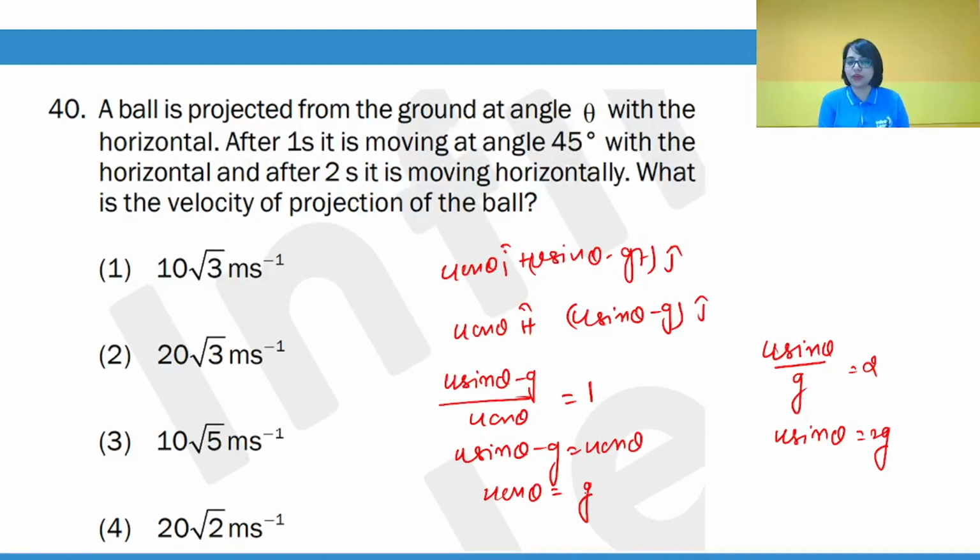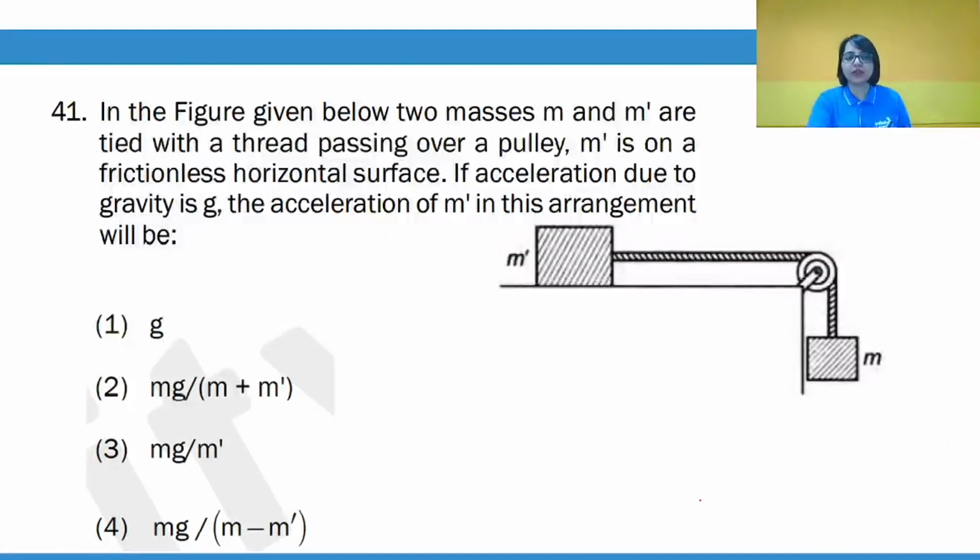g only. Fine. So what you can do is you can square equations 1 and 2 and add these two equations to get the value of u. So after squaring and adding, you get the value of u as 10 root 5 meter per second, which is option 3.